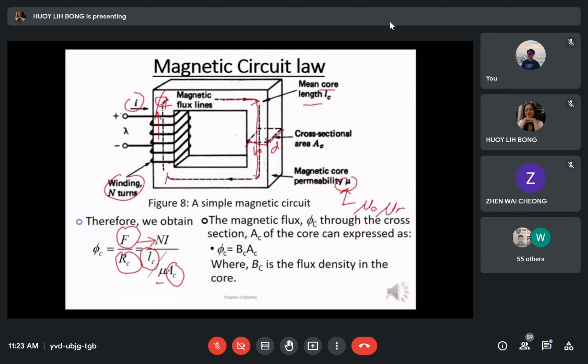From the flux, we can relate it to magnetic flux density times area, where the magnetic flux density can be found by dividing the magnetic flux by the area.